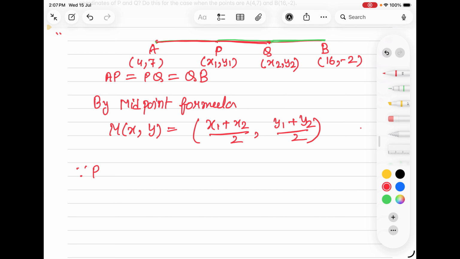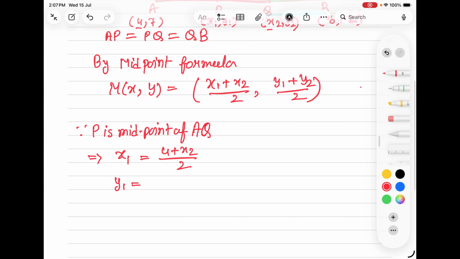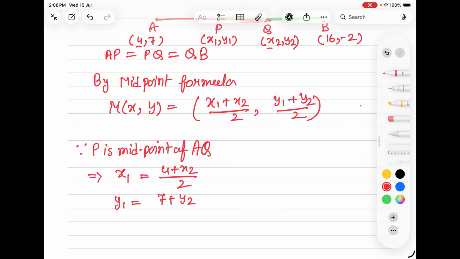Since P is the midpoint of AQ, we can write x1 equals, x1 is the first coordinate of this midpoint P, so x1 equals (4 + x2) / 2, and y1 equals (7 + y2) / 2. This is equation number 1, this is equation number 2.